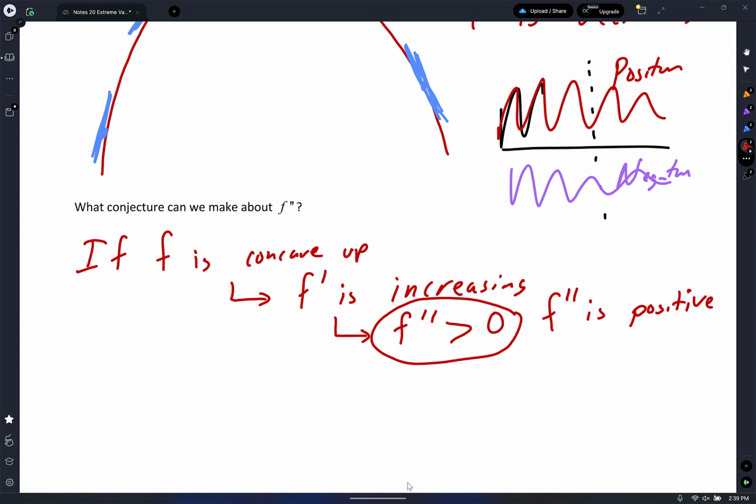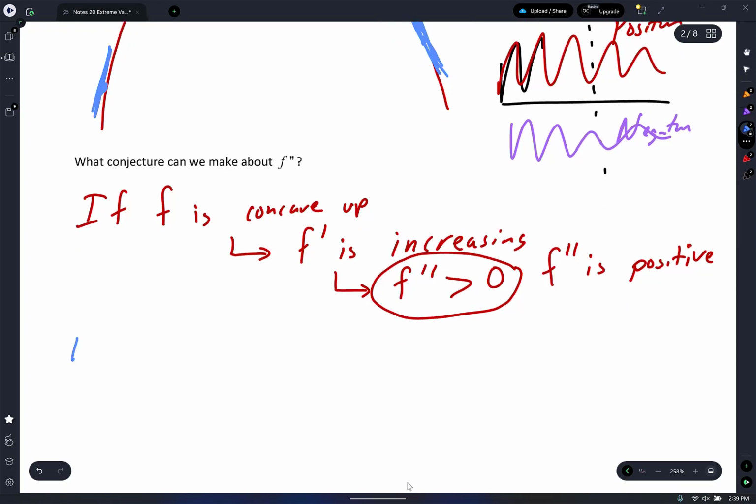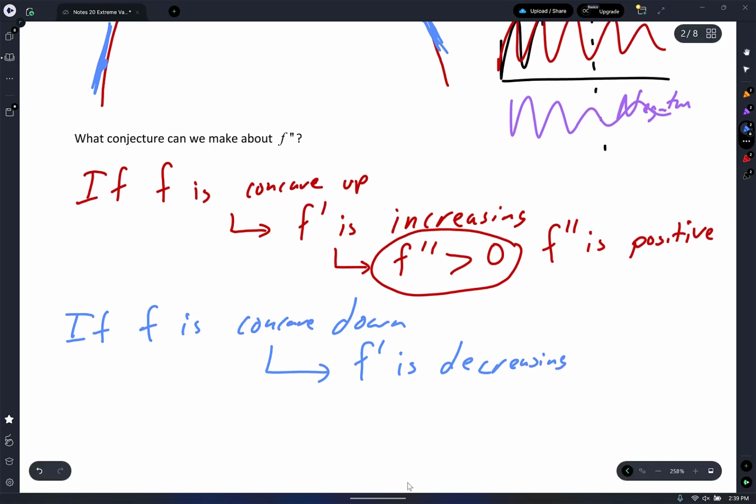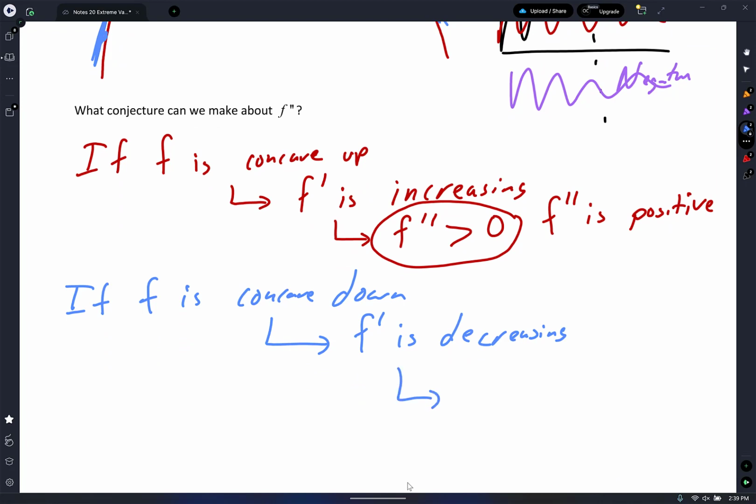All right. So here we go. If you have colored pencils, this is a place to get a colored pencil. And I'm going to write, if f is concave down, what does that mean about f prime? Perfect. F prime is decreasing. That's what we saw up there. Now, if f prime is decreasing, what does that mean about f prime prime? Negative. So this right here is the symbol for f prime prime is negative.